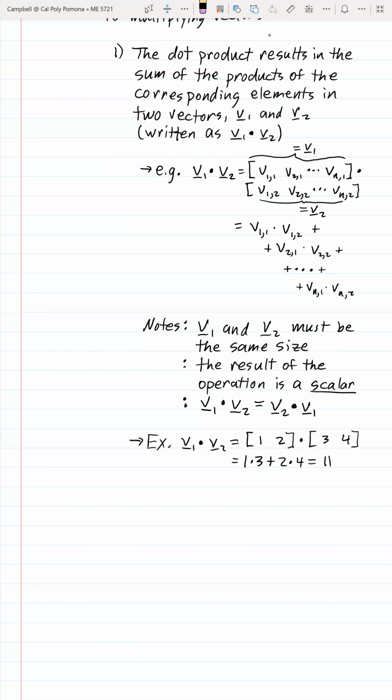Okay, so now let's bring in some broader context. The dot product is an example of what's called an inner product.